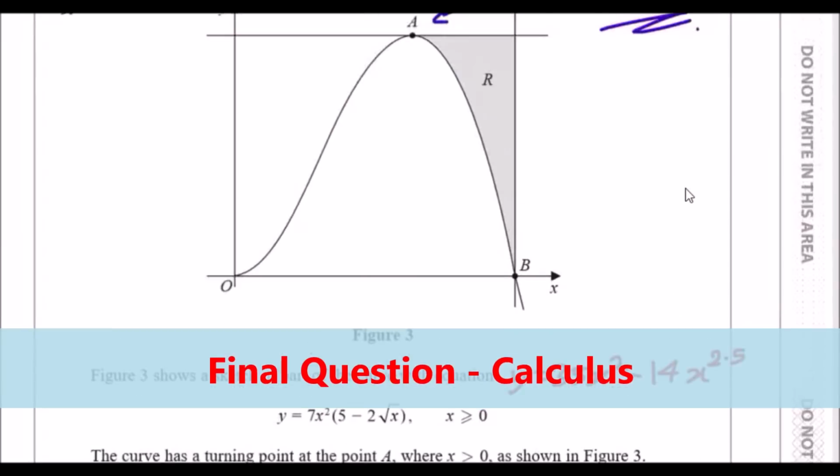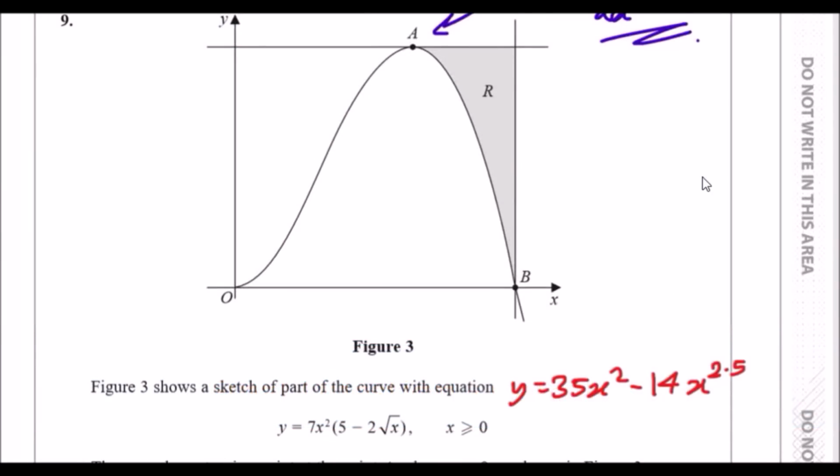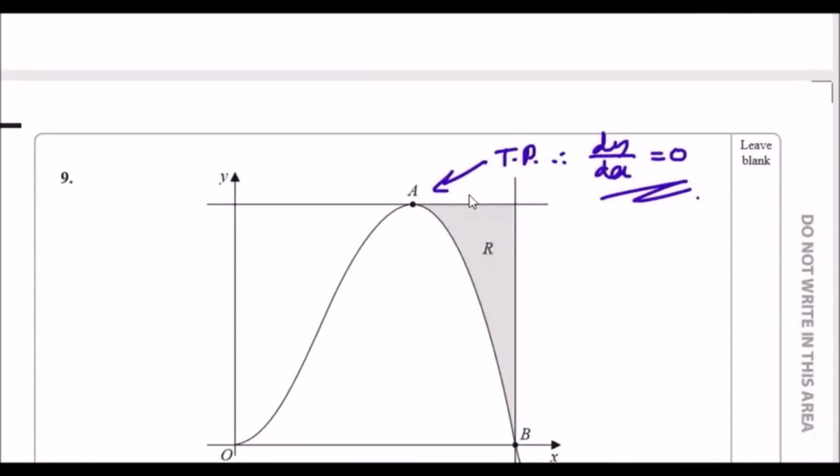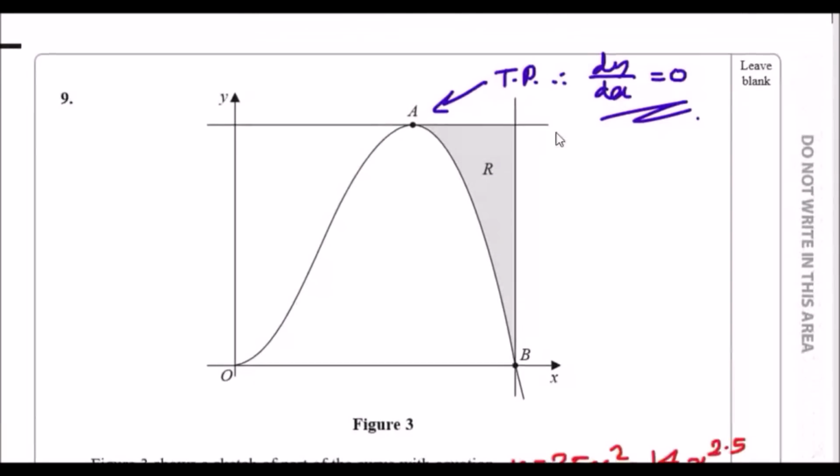And here we are, guys, the final question, number 9. Now this one in particular was a lot easier than last year's paper for 2017, okay? This one is actually straightforward because you just require a rectangle and integrate underneath the curve to find the area R. Anyway, let's have a look, yeah?